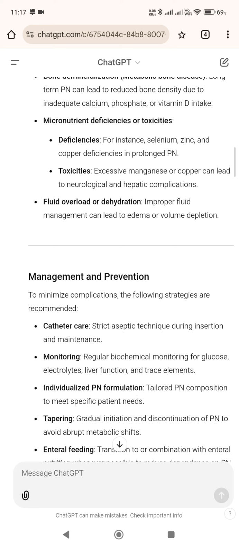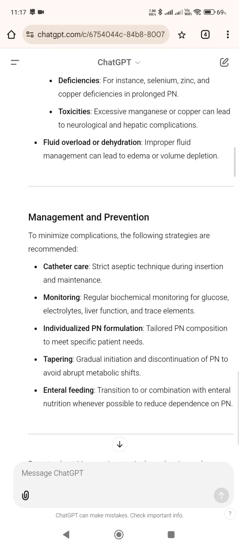Micronutrient deficiencies or toxicities. Deficiencies, for instance, selenium, zinc, and copper deficiencies in prolonged PN. Toxicities: excessive manganese or copper can lead to neurological and hepatic complications. Fluid overload or dehydration: improper fluid management can lead to edema or volume depletion.